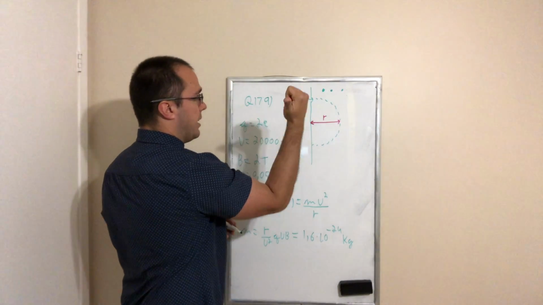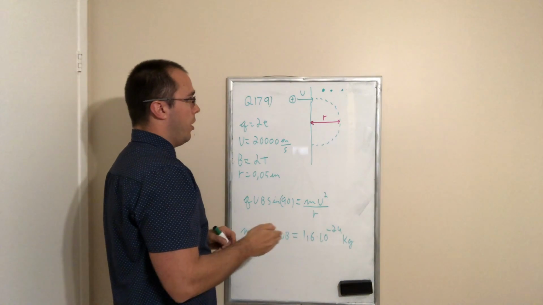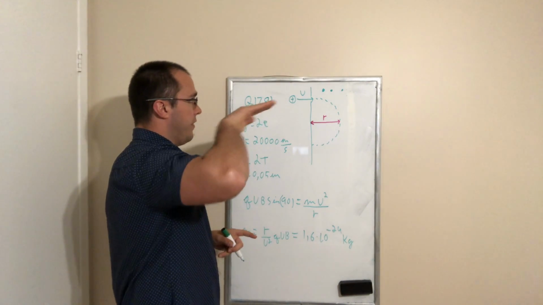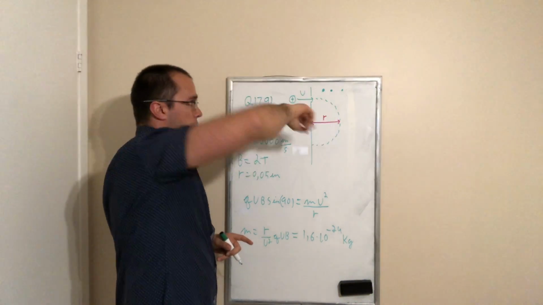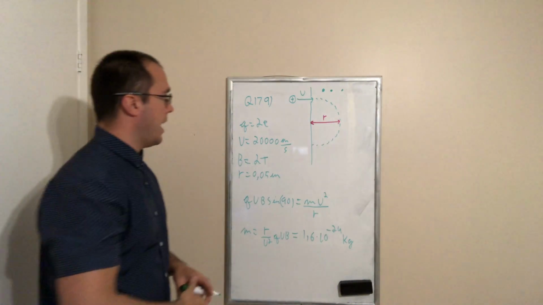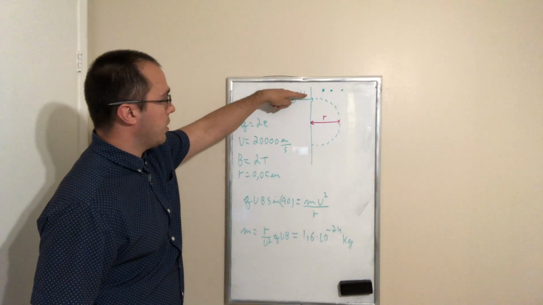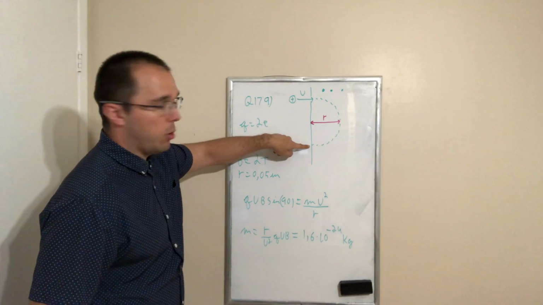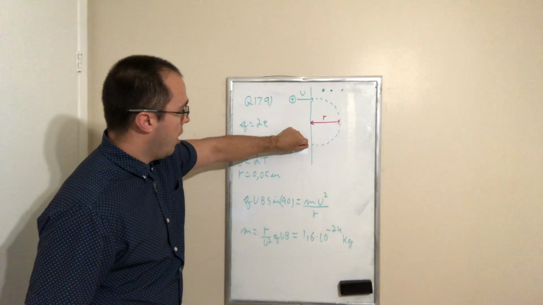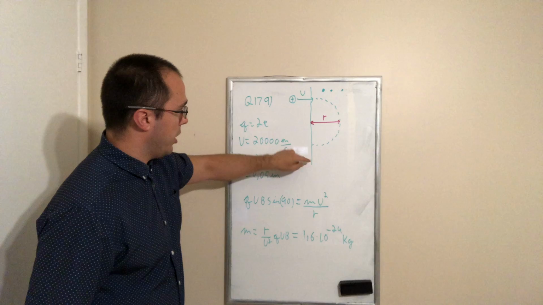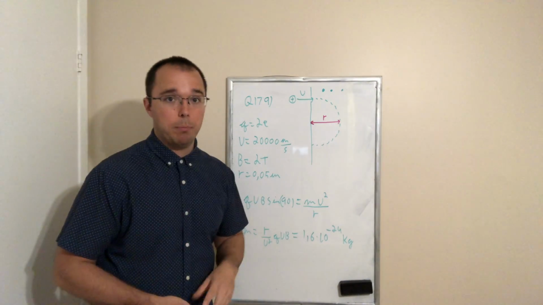In this case, the magnetic field is pointing out. So we have velocity, magnetic field, and force pointing toward the center. Now, generally, they will give the distance from the entrance to where the particle hits this sheet over here. Once we have the radius, we can complete the calculation.